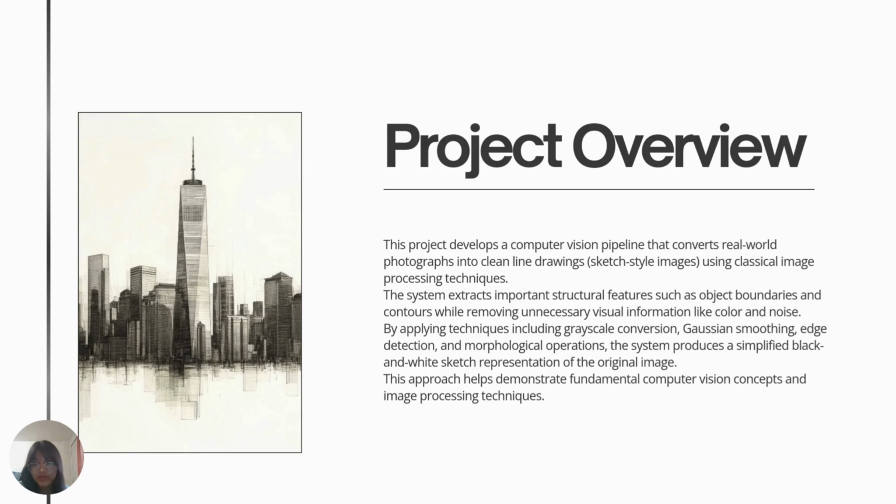First, let me briefly explain the project overview. In real-world photographs, there are so many elements such as color, texture, shadow, and lighting variation. These details are useful for humans, but can make it difficult to clearly identify the main structural features of objects. So in this project, we develop a pipeline that transforms a photograph into a simplified line drawing similar to a sketch style image. To achieve this, the system extracts important contour boundaries while removing unnecessary visual information like color and noise.